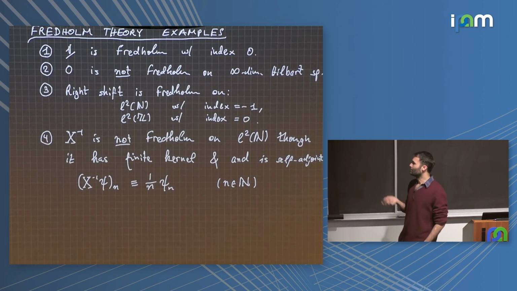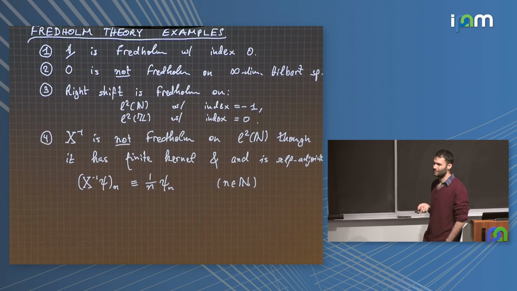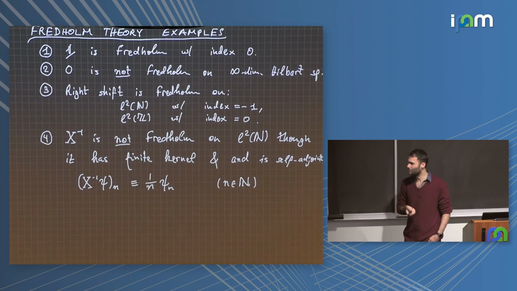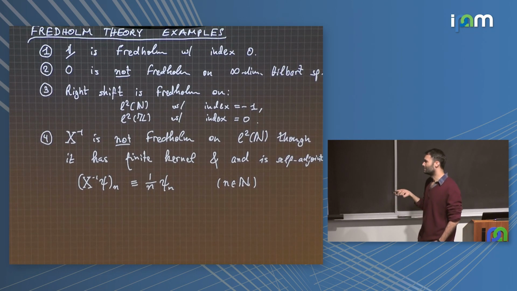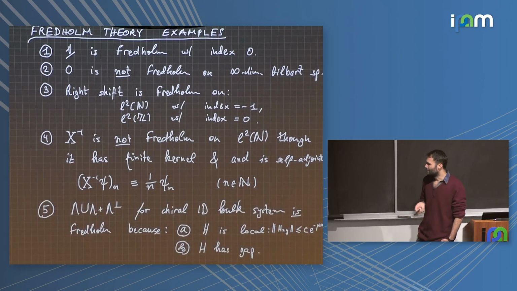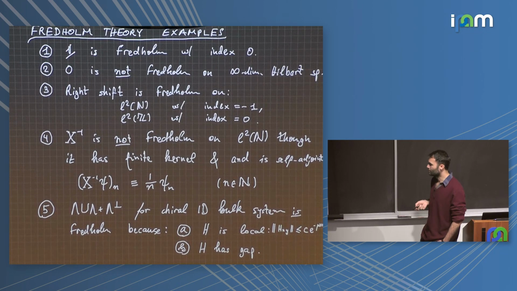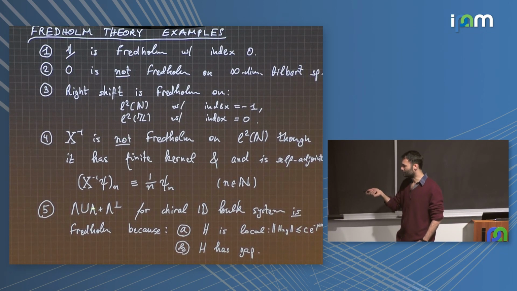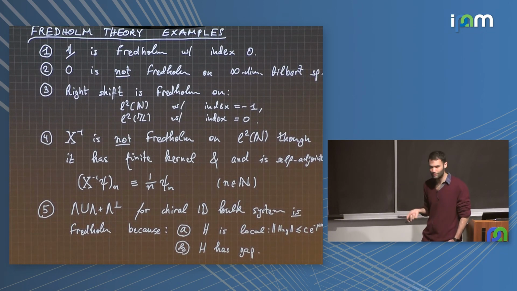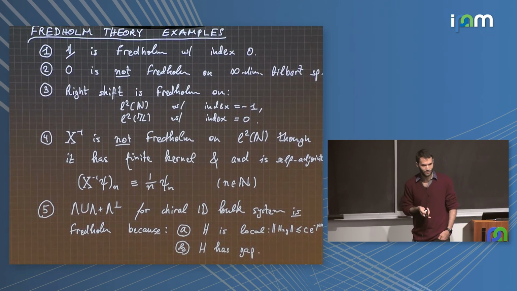The inverse of the position operator on little L2 of N is not Fredholm, although it has no kernel and it's self-adjoint, so also the adjoint has no kernel, because the inverse, which is just x, is not bounded. And the operator that we are interested in for our chiral one-dimensional chain, this truncation of the flat subblock of the Hamiltonian, that is indeed Fredholm. This follows by locality and the fact that the Hamiltonian has a gap.